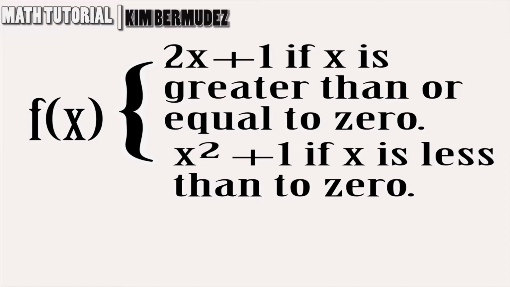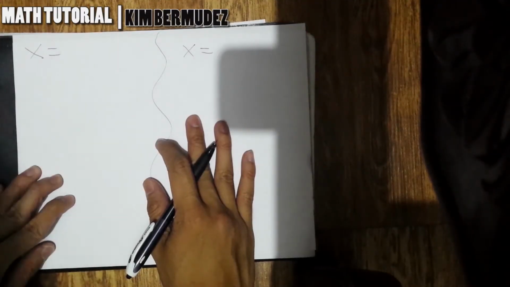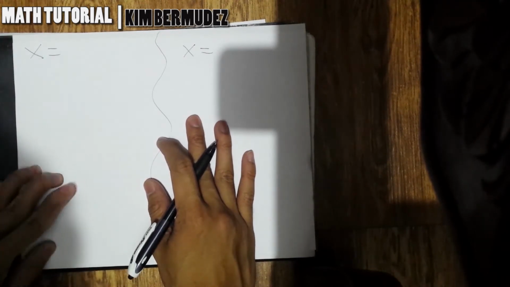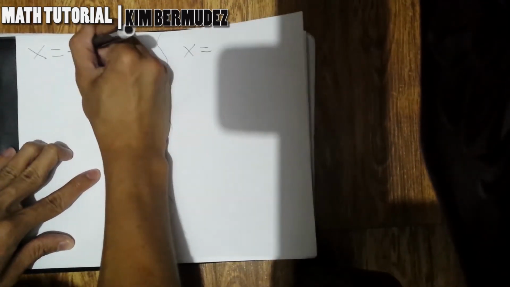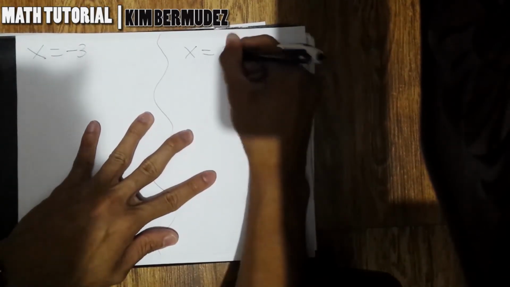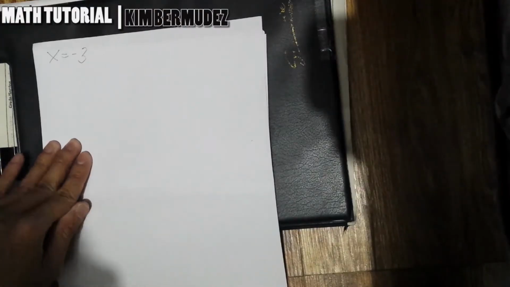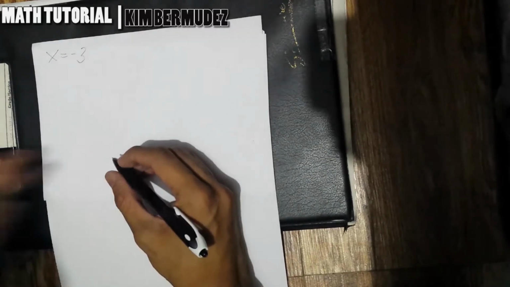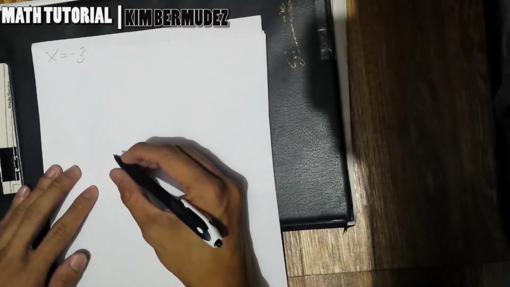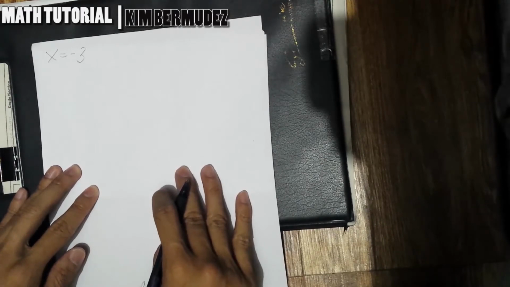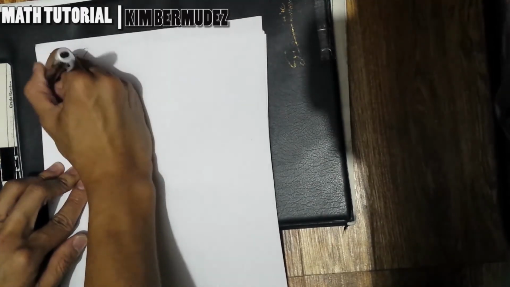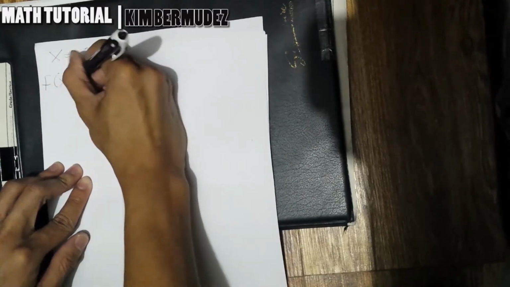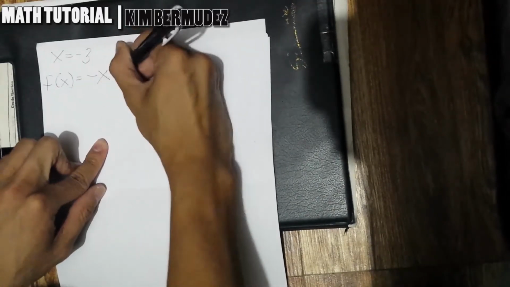Back to the topic. This is an example of a piecewise defined function. Let's evaluate f of x when x equals negative 3 and 3. Let us proceed to x equals negative 3. Since x equals negative 3 is less than 0, we use the equation f of x equals negative x squared plus 1.